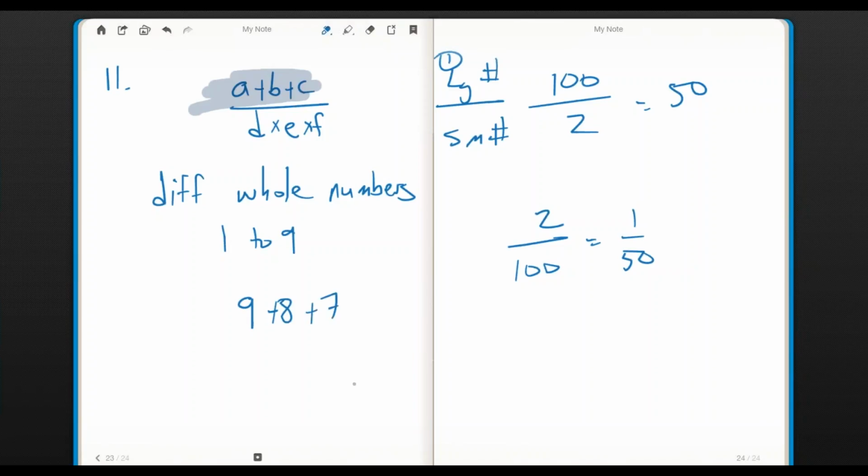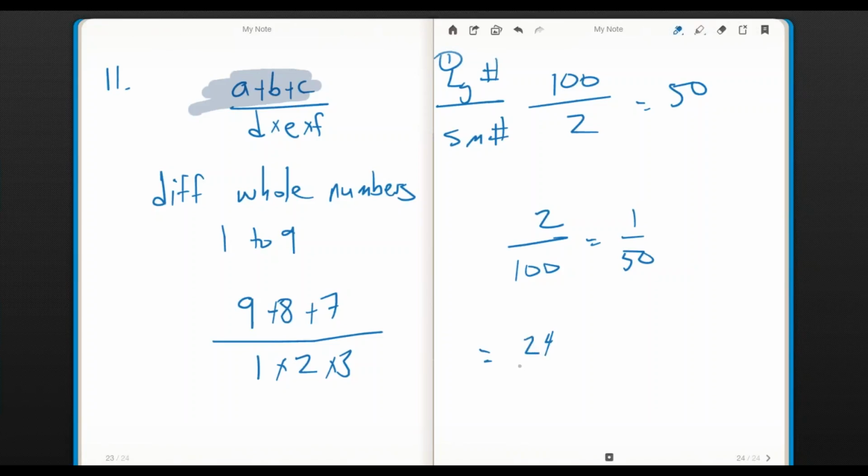I can't get any bigger than that. The smallest number I can possibly have on the bottom, I'm multiplying, is 1 times 2 times 3. That's the smallest I could possibly be. And so when you solve this, of course, 9 plus 8 plus 7 is 24. 1 times 2 times 3 is 6. The biggest number I could possibly have is the number 4.